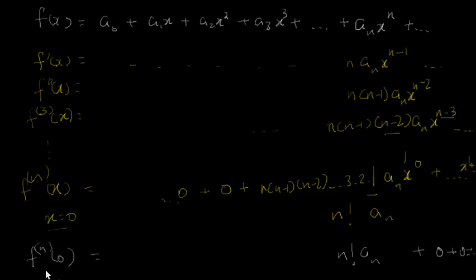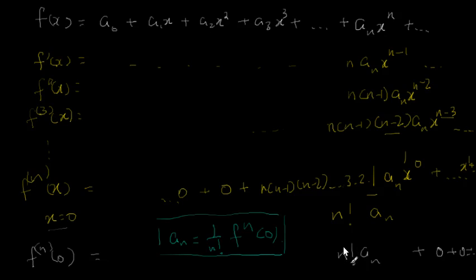And finally, I have a formula for a_n. f^(n)(0) is equal to n factorial times a_n. I can just rearrange this to get a_n is equal to, just divide both sides by n factorial, so 1 over n factorial times f^(n)(0). So that's my formula. This is the formula, if you like, for the Maclaurin series.